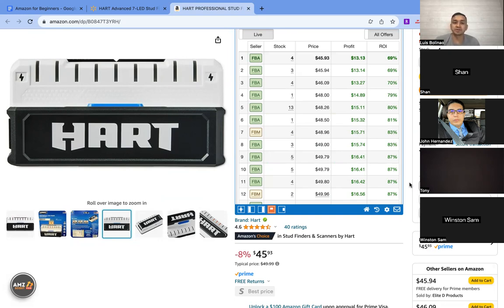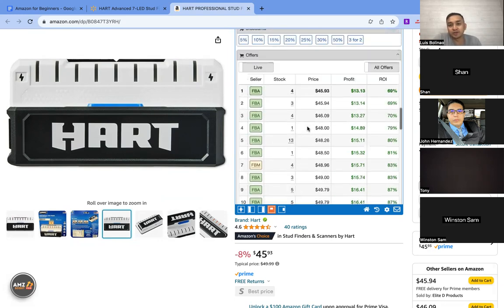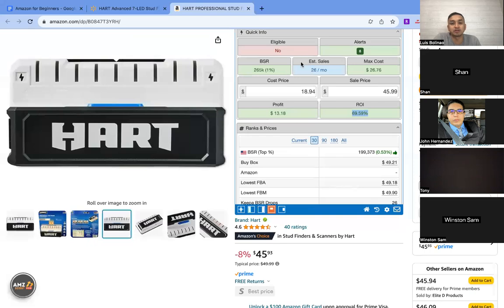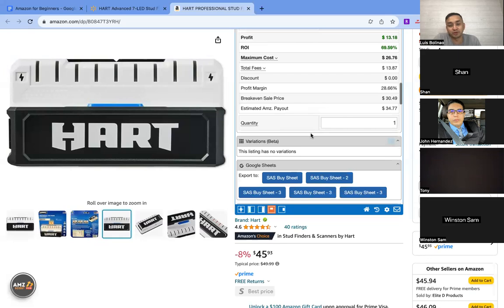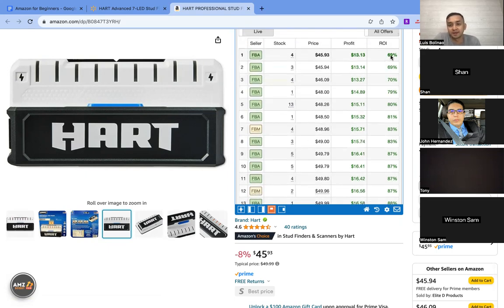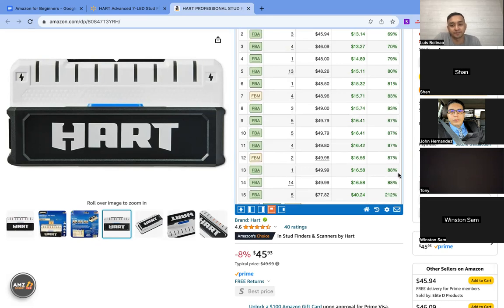But to me, this one is not the best as far as velocity, meaning the sales per month is not the best, only 26 sales a month. There's a lot of people in here, honestly. But I'm okay with it. I'm okay to wait a little bit longer than usual just because of the ROI. I'm getting about 69% all the way to 88% or higher on my money.